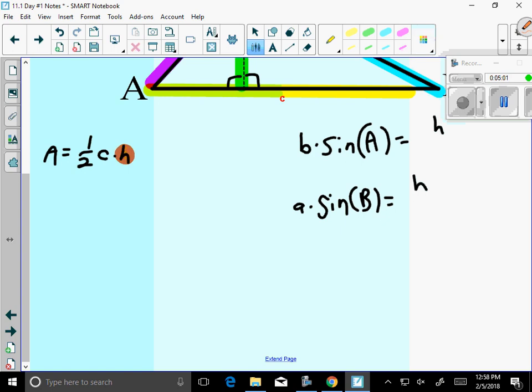I do. Let's do a quick substitution of both of these things. But first, what I'm going to do is substitute this in. Okay, so what would that be? Well, area would equal 1/2 C times that thing. All right, A sine of B.